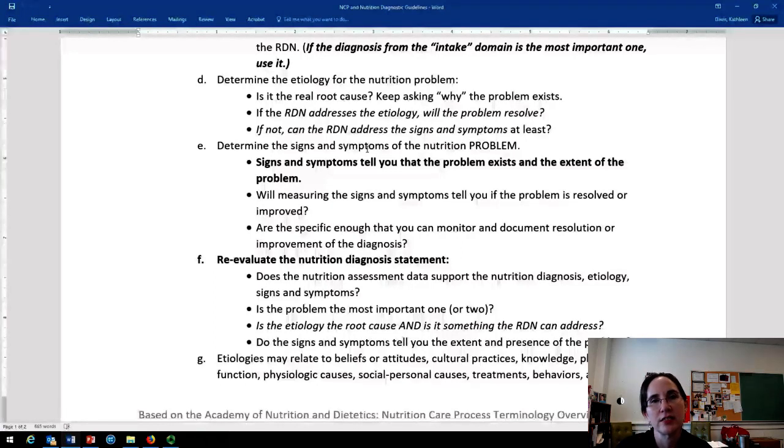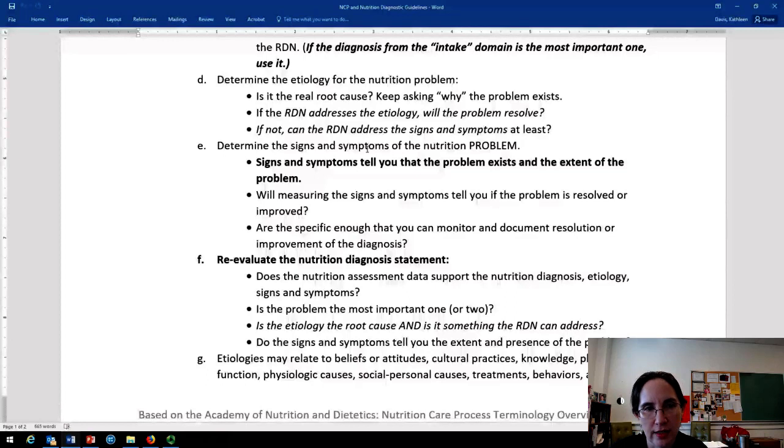And are those signs and symptoms specific enough that you can tell whether they're improving over time? Once you've done all this, go back and look at your statement one more time. Decide whether the nutrition assessment, the things you've written down as assessment, actually could lead someone else to the same nutrition diagnostic statement. Decide whether your problem is the most important, one or two.